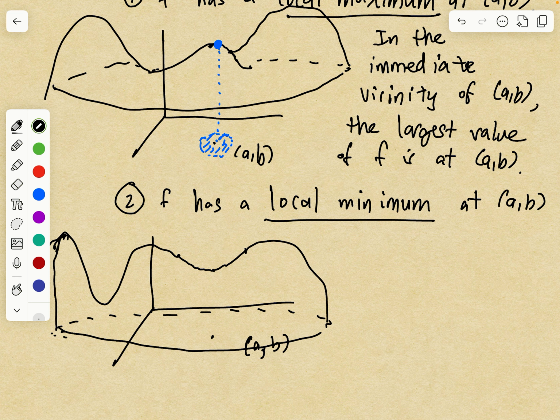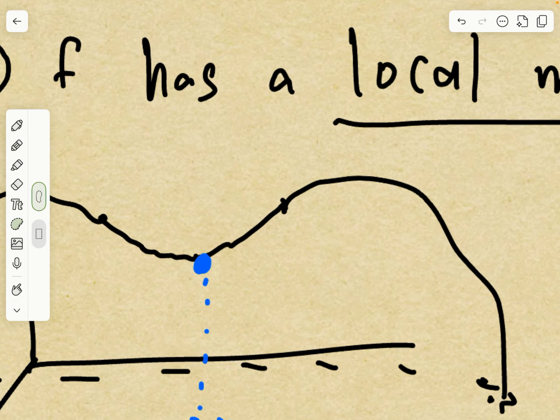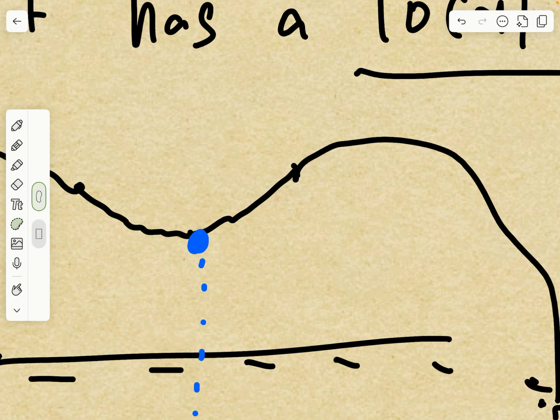Right, this is the graph of the function, and when you plug in a comma b into your function, you get this value, which is the smallest value of z, again in the immediate vicinity. By the way, I'm purposefully drawing these pictures so that the value of z at a comma b is not the smallest when you look at the entire xy plane, right? If you look at the entire xy plane, then this value of z is smaller than this value of z. But in the immediate vicinity, if you just zoom in enough, this point really is the lowest point in the graph.